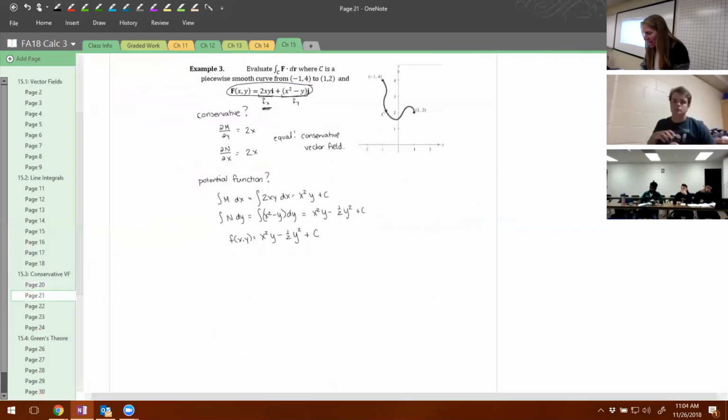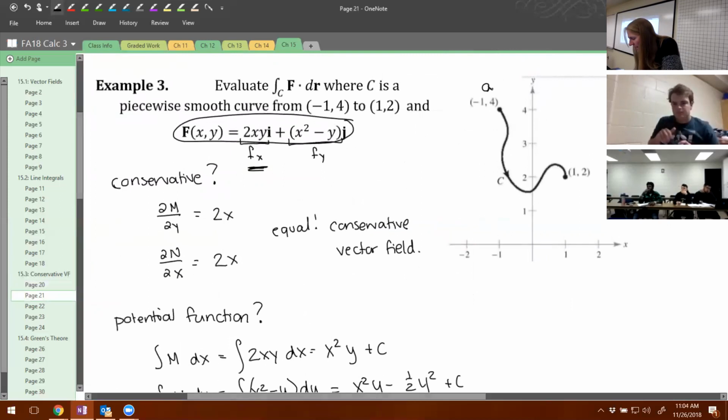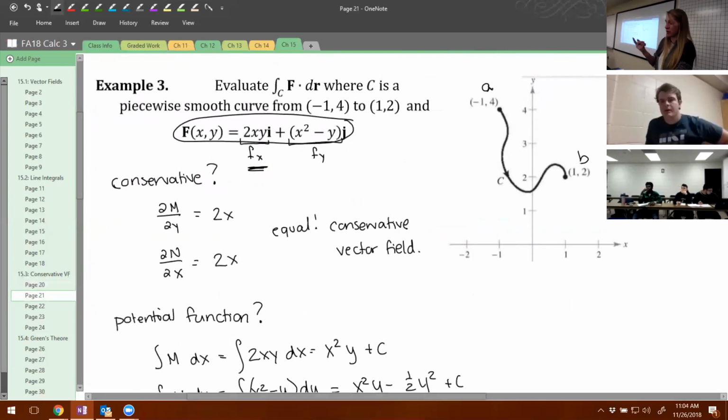So what that looks like in an actual problem then. Here is my beginning point. These are going to be the a values. Here's my end point b. We do have to go back and plug that into the potential function.